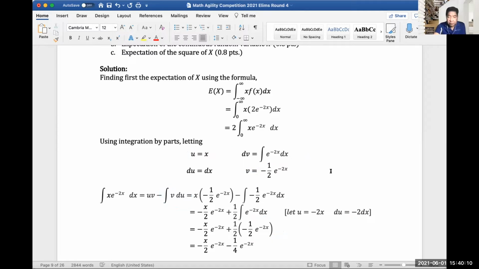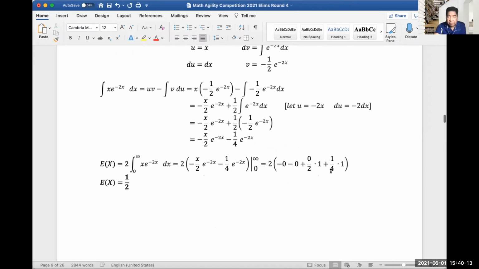So let's go to the next part. We go back to the original integral, and if we substitute our boundary from 0 to infinity, we will get the expectation of x equal to 1 half, or 0.5. Okay, so now we solved the first requirement.